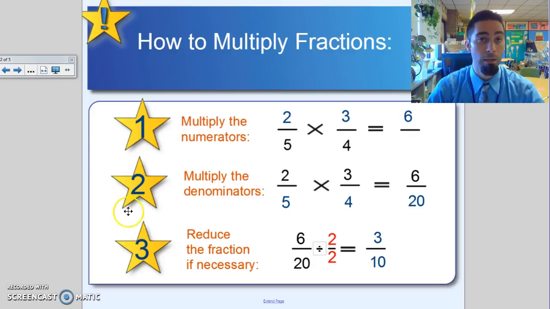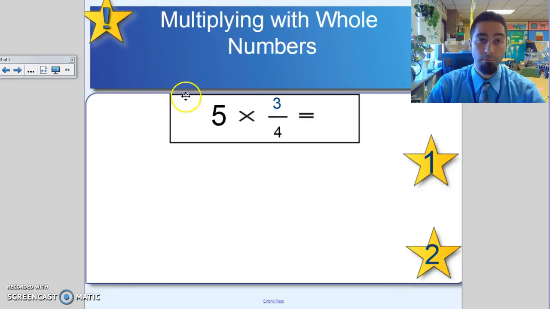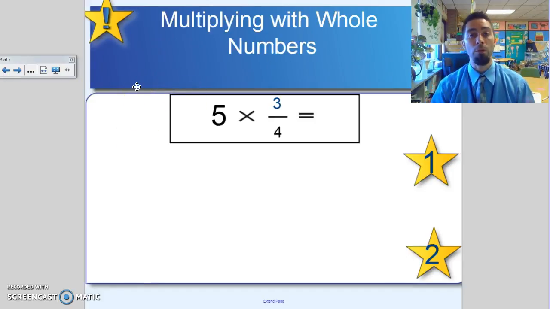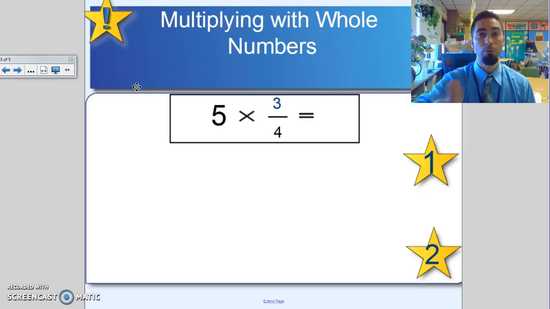Second, okay, now that we know how to multiply fraction by fraction, we're going to build on this process, and now we're going to get a little bit harder. Now multiplying with whole numbers. So you're going to multiply a whole by a fraction, all right? So you need to write down that title as well, and then write down 5 times 3/4.